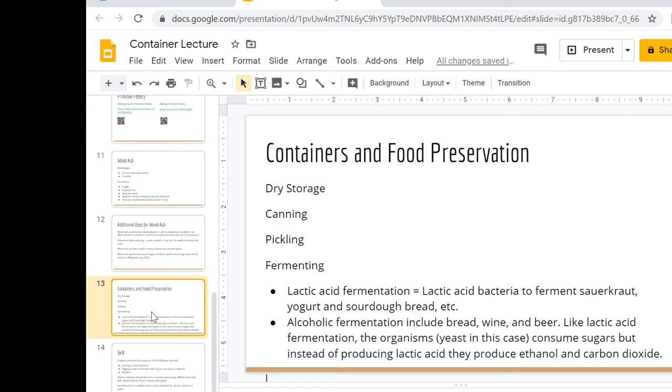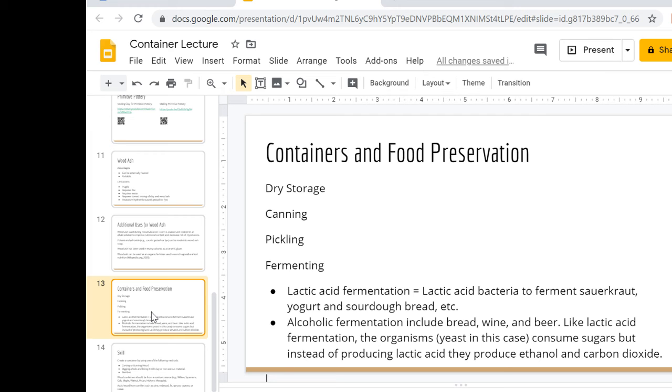Containers and food preservation. So we're getting into food preservation in the next module. Containers can be used for dry storage, like if we had nuts that we needed to keep dry, or potatoes or something like that that we needed in a cool, dry location.